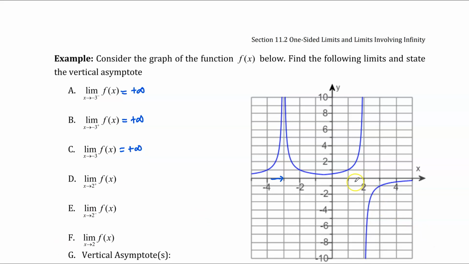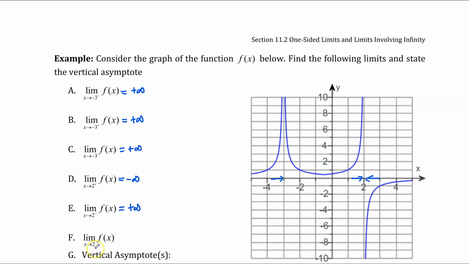Now for the limit as x approaches 2 from the right, from the right of 2, so it is these values here. From the right of 2, your function values continue to decrease without bound. So we say that the limit here is negative infinity. And for the limit of the function as x approaches 2 from the left, your function values continue to increase without bound. So it goes to positive infinity.